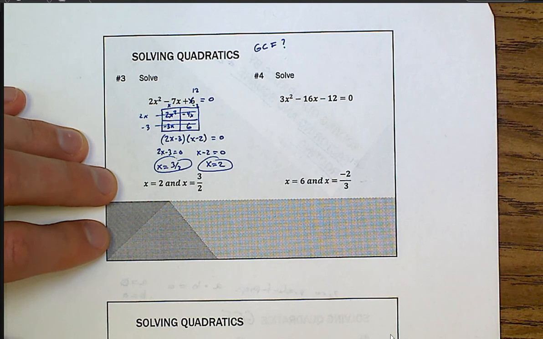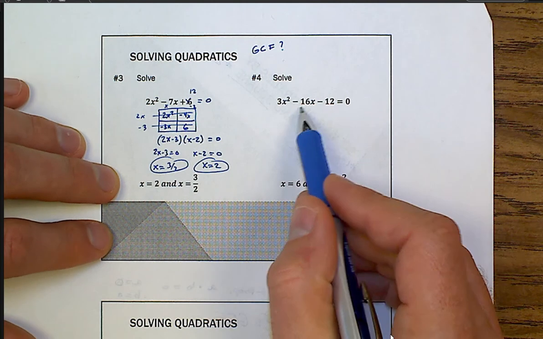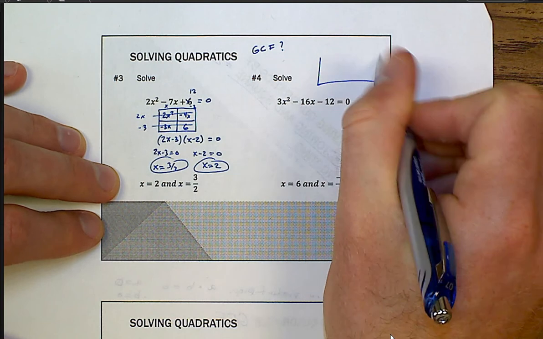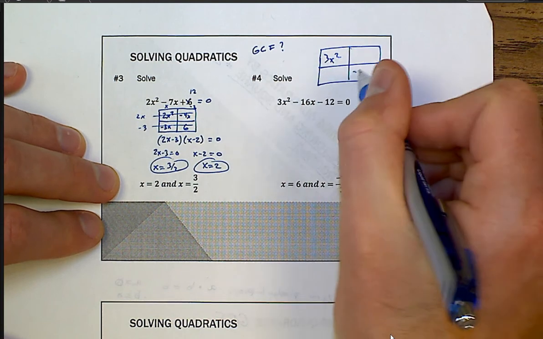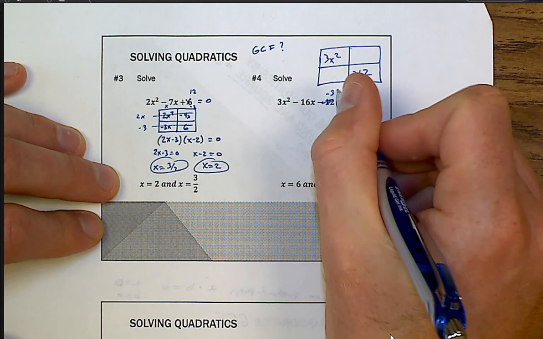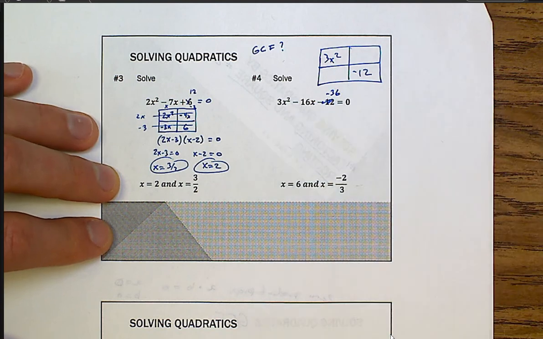Let's take a look at number 4. Can you pull out a GCF out of all 3 of those? You cannot. Some people, sometimes when they see 3 and 16, think that they can do that. So again, I'm going to use box method here. So 3x squared, I'm going to move fast just for the sake of time. 3 times negative 12 is negative 36. So I need 2 numbers that multiply together give you negative 36 and add together, you get 16.